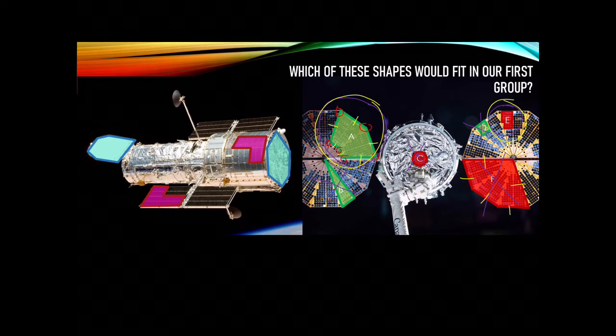Can you draw another shape that would fit in our first group? Remember, your shape would have to have 6 sides, 6 corners, and be closed. Pause the video while you try to draw this shape, and then press play when you're ready to move on.